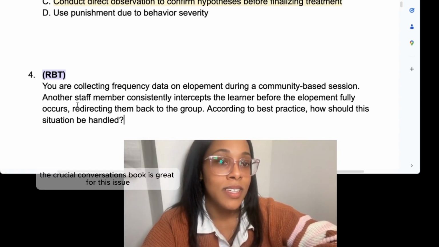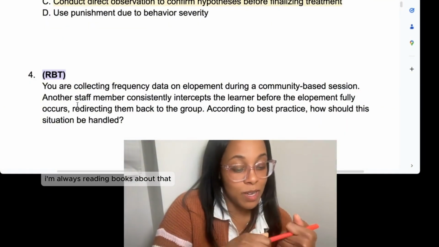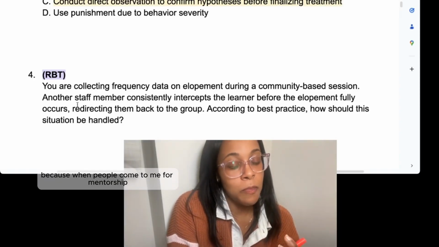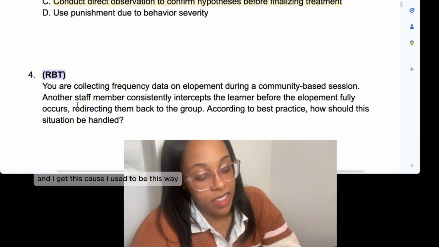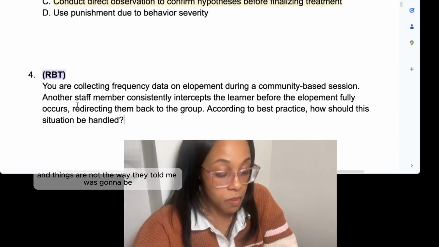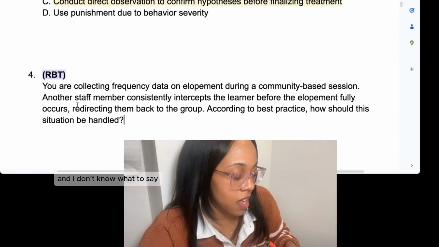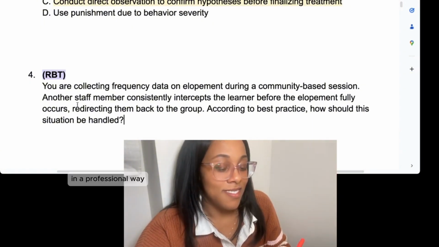The Crucial Conversations book is great for this issue. Ooh, let me write that down. I'm always reading books about that because when people come to me for mentorship, sometimes they're really scared. And I get this because I used to be this way. They're like, I took this job and things are not the way they told me it was going to be, and I don't know what to say. And I'm 13 years in. I'm like, you need to, in a professional way.